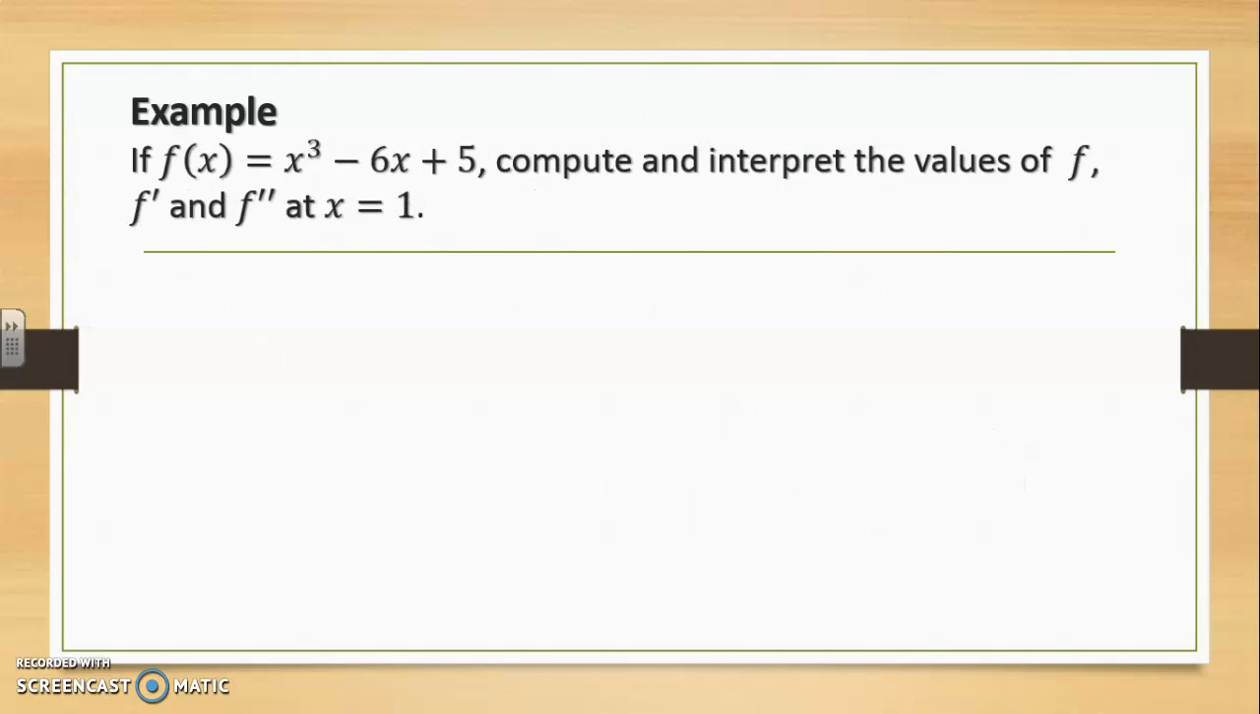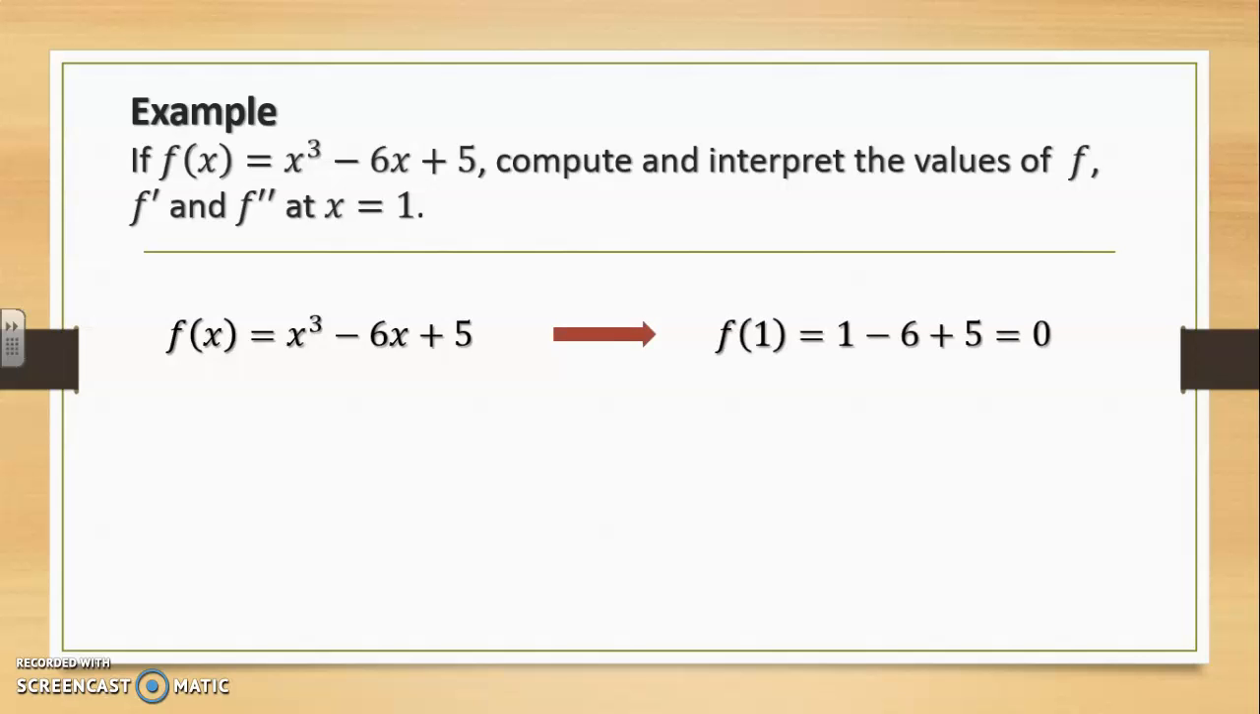Here's an example where f of x is defined as x cubed minus 6x plus 5. So this is a third degree polynomial. We're going to compute and interpret the value of f prime, and f prime prime at x equals 1. So firstly, f of x is x cubed minus 6x plus 5, which means that calculated at 1, we will actually get a result of 0. I'll let you think for a moment of what this means graphically.